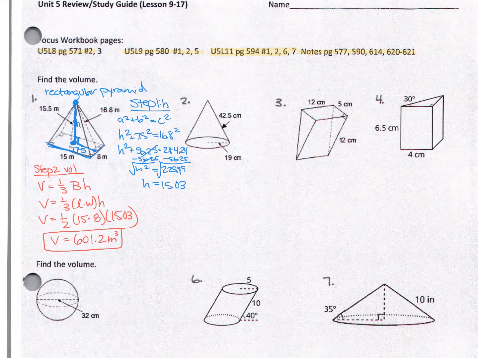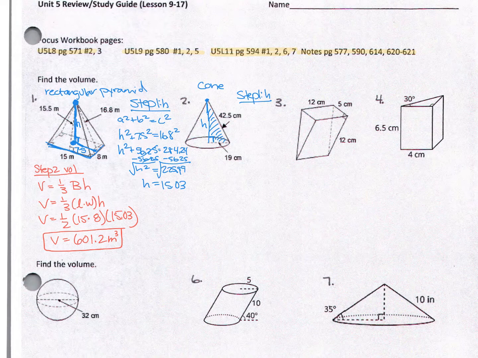So looking at number 2, I have the same situation as number 1. First of all, this is a cone, and it's a cone without the height drawn in. So let me draw that height from the point down perpendicular to the base. This is my H, which I don't know. But this is a right triangle, and so I can set up the Pythagorean theorem to find it. So step 1 is to find my H.